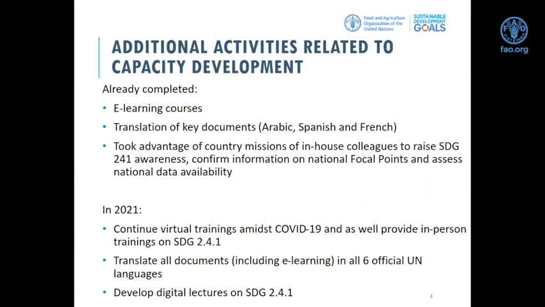Additional activities that we have carried out so far include the e-learning courses. You are already aware of that. We not only have the e-learning course for 241, but for many other SDG indicators and beyond SDGs, on many other topics. So I always encourage you to go through that course, it's a very nice resource for you to learn more about not only SDGs, but other important areas that FAO works in. We have translated the key documents into Arabic, Spanish, and French. There are many other documents that still need to get translated, but hopefully that will be available soon.